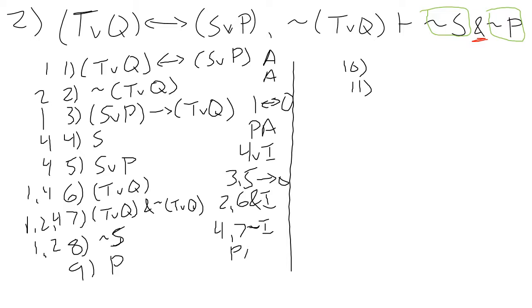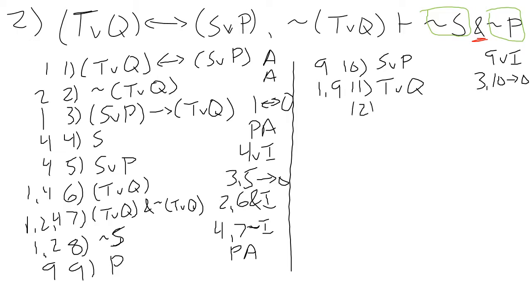So that'll be a PA. Then we will wedge in our S from 9. Then we can toss that in to get our T or Q from 3 and 10. Arrow out. It's 1 and 9. Now we can build the same contradiction we had before. From 2 and 11, and in, 1, 2, and 9.